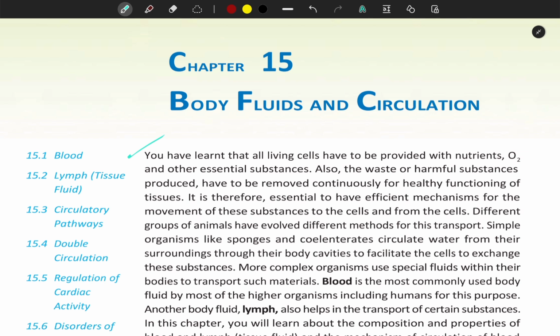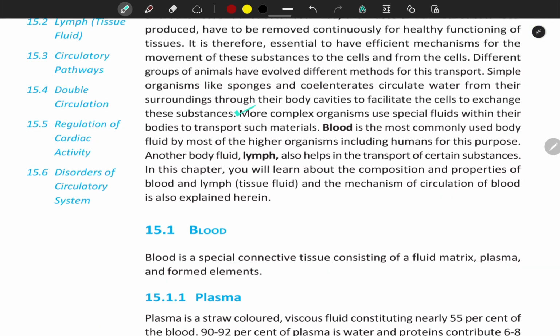It is therefore essential to have efficient mechanisms for the movement of these substances to the cells and from the cells. Different groups of animals have evolved different methods for this transport. Simple organisms like sponges and coelenterates circulate water from their surroundings through their body cavities to facilitate the cells to exchange these substances. More complex organisms use special fluids within their bodies to transport such materials.